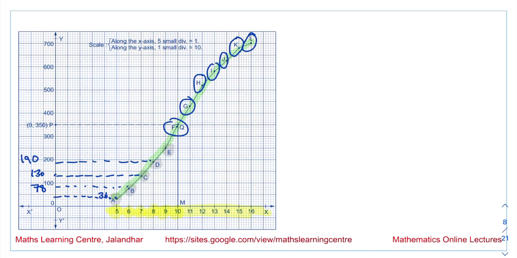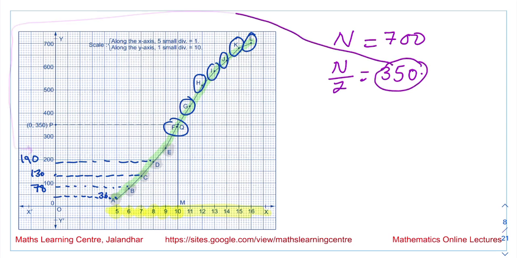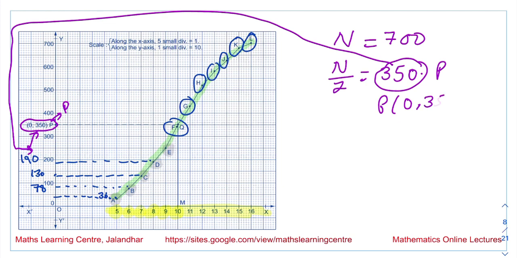Now the next thing we have to do is calculate the median. The value of n is equal to the sum of all these frequencies, which is 700. So the value of n by 2 is 350. So we locate this point 350 on the y-axis, somewhere over here. This is the point P, that is (0, 350). We have located this point on the y-axis.